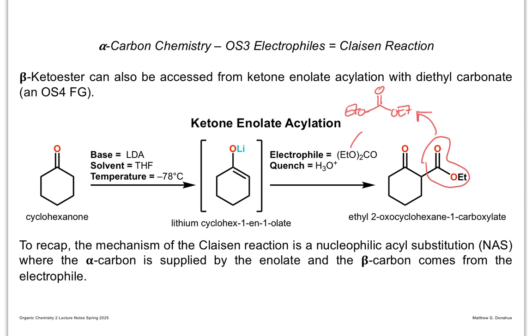So starting with cyclohexanone, generating the enolate with LDA. So there's what's going to become your beta carbon. That will attack the diethyl carbonate, a nucleophilic addition, substitution. That group I put in the box will leave, and now you've made an ester in a different way. So it's still a beta ketoester.